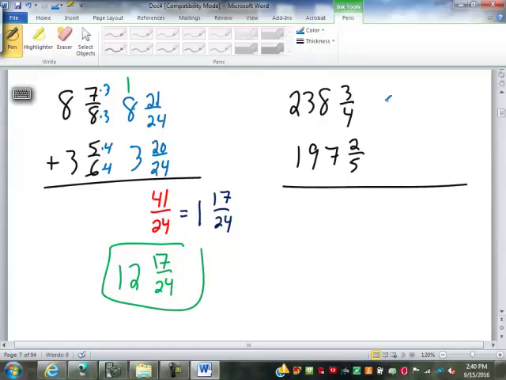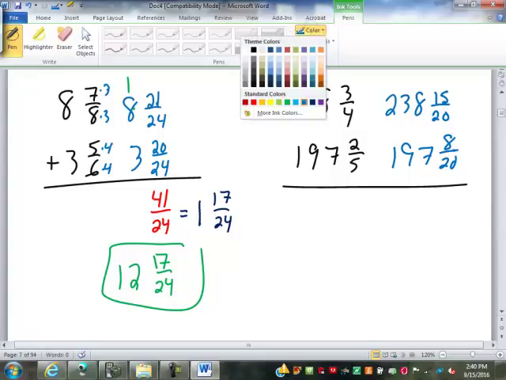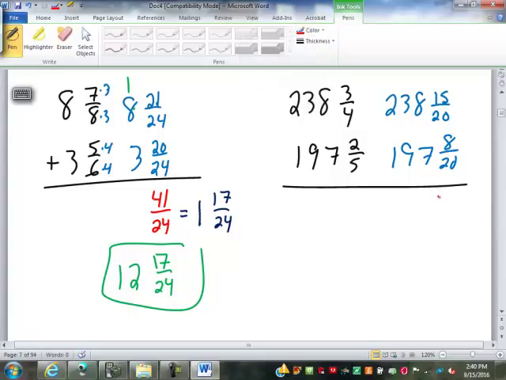So, I need a common denominator here. What's it going to be? 20. Good. What's going to go up here? 15. What's going to go up here? 8, right? So now we go ahead and add. 15 plus 8 is 23, so 23 20ths. So that's 1 and 3 20ths. So I will keep the fraction, the 3 20ths, carry the 1.